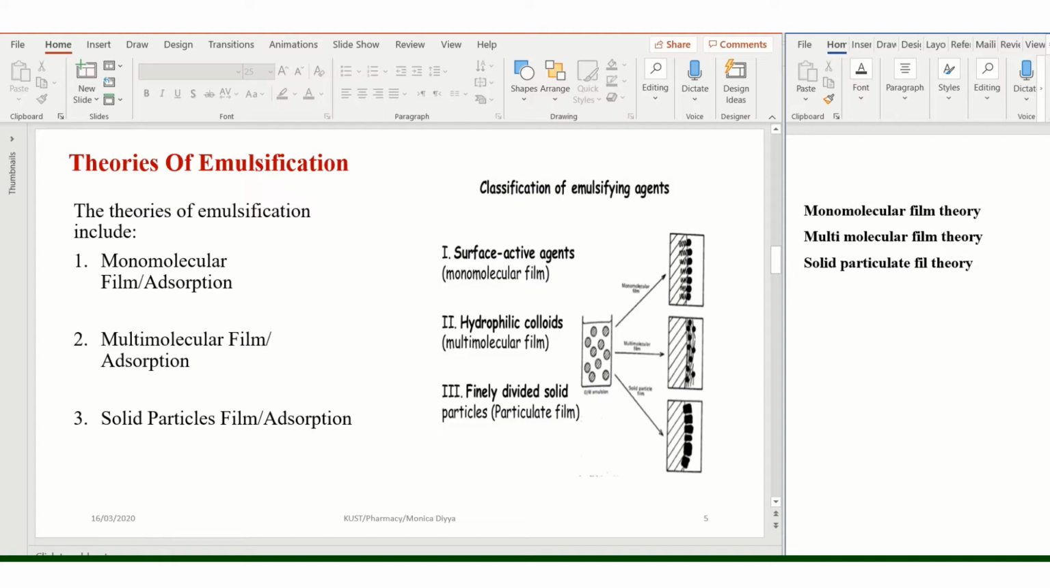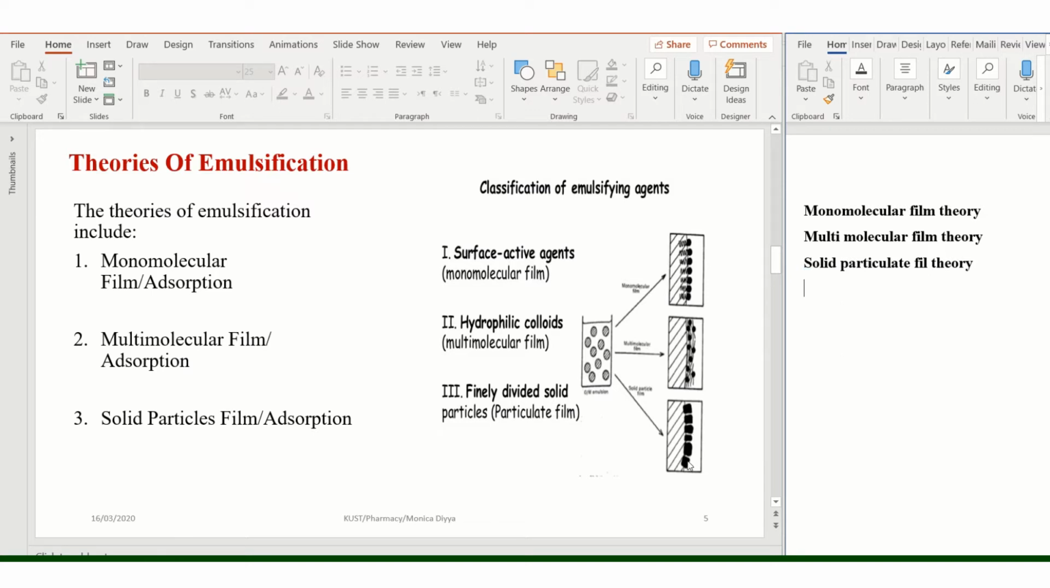Now based on how they form different films at the interface, we have different classifications of emulsifying agents. We have three different types of emulsifying agents. The first one is surface active agents. Surface active agents get adsorbed at the interface and form a monomolecular film. The agents which form a multimolecular layer are categorized as hydrophilic colloids. They form a multimolecular film at the interface. And finely divided solid particles form a particulate film across the interface.